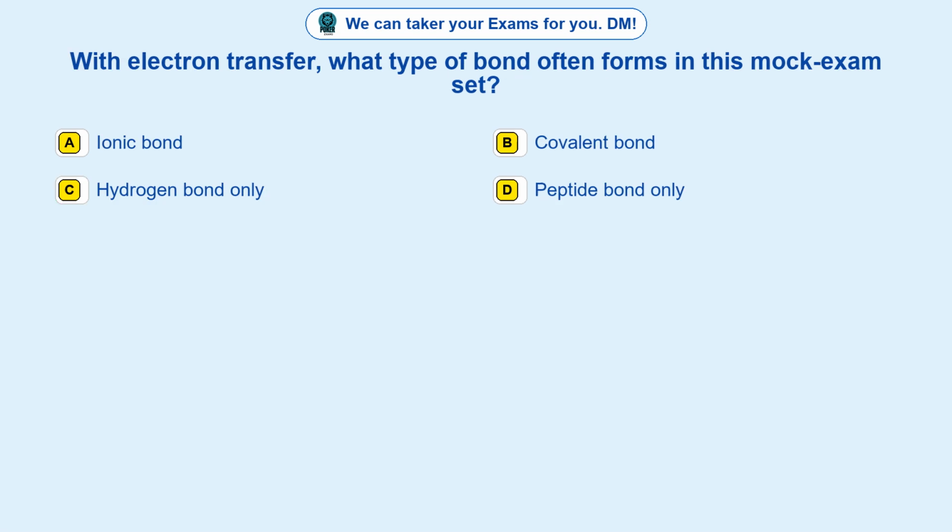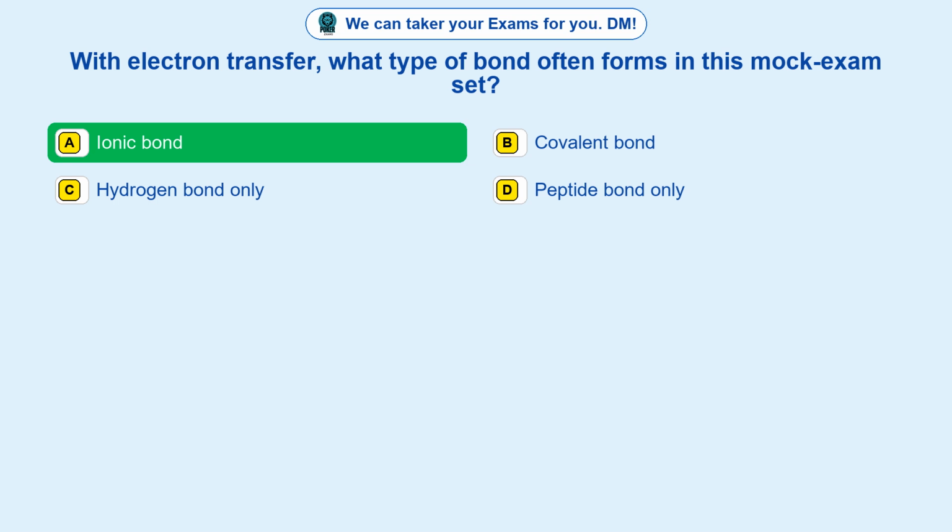Question 33. With electron transfer, what type of bond often forms in this mock exam set? Option A, ionic bond. Option B, covalent bond. Option C, hydrogen bond only. Option D, peptide bond only. The correct answer is option A.